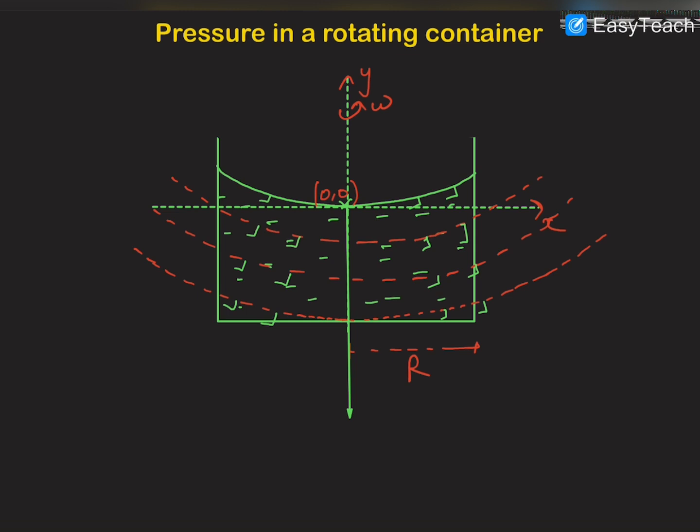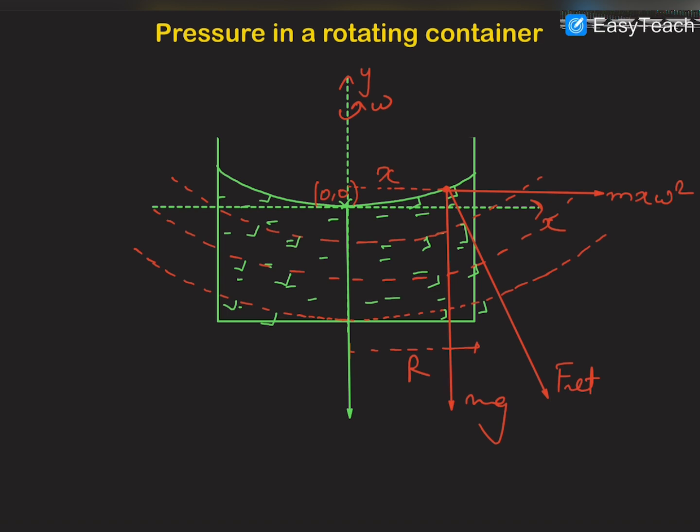So to understand this, let us consider a point, and let us say that the coordinates of this point are x comma y. It clearly means that the distance of this point from the axis of rotation is x, and hence the centrifugal force acting on a particle situated at this point will be m x omega square, and the mg acting on this particle will be in the downward direction. This is mg, and the net force acting on the particle will be like that, F net.